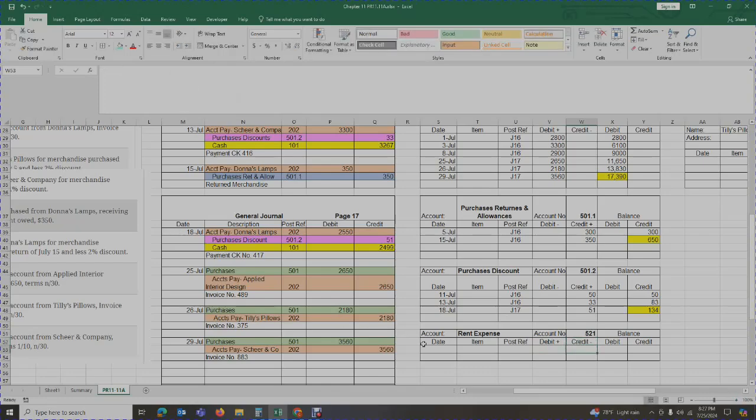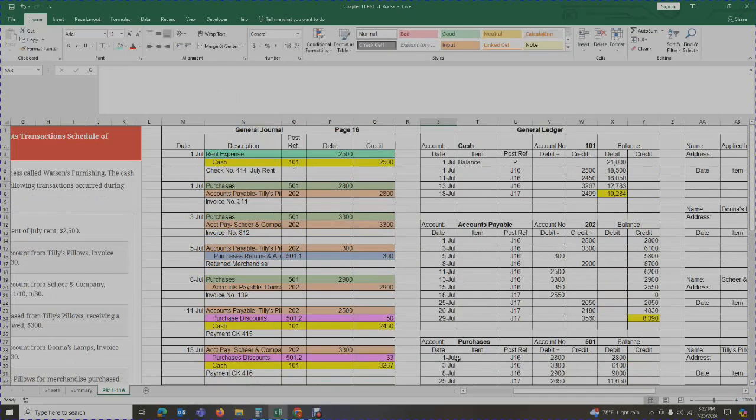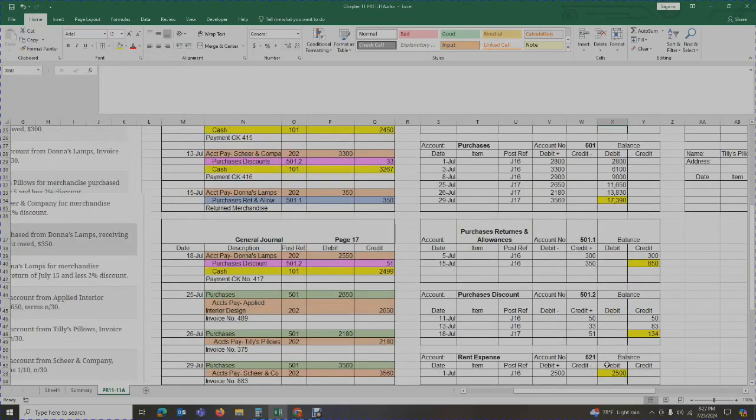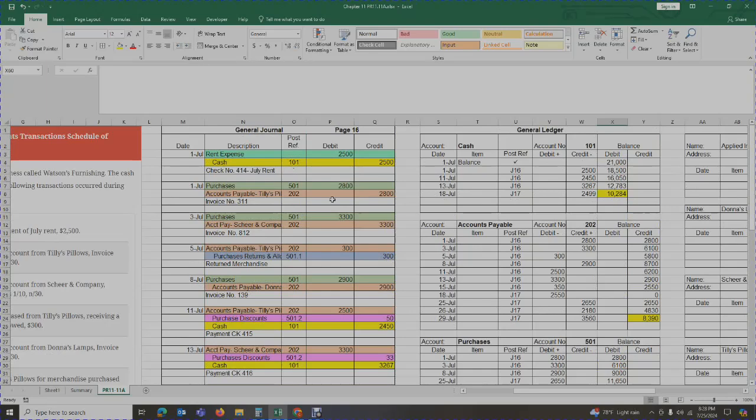So we have the entry on July the 1st for $2,500. This is journal 16. We have a debit of $2,500, so my balance would be a debit of $2,500. Okay, so we are done tackling that. Then I'm going to go back and remember rent expense's account number is 521. We're going to put that over here.